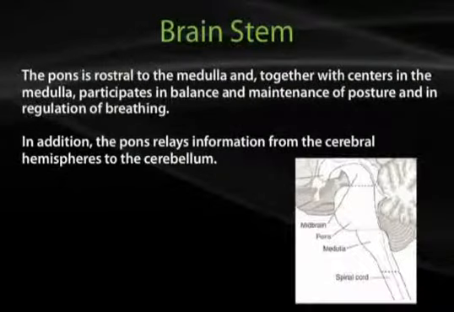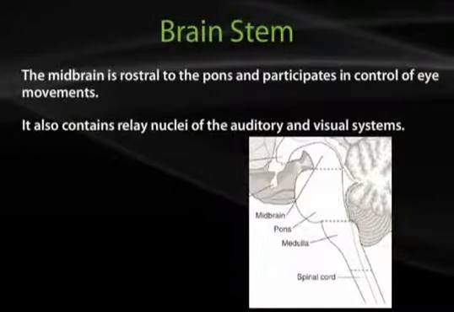The pons is rostral to the medulla, and together with the centers in the medulla, participates in balance and maintenance of posture and in regulation of breathing. In addition, the pons relays information from the cerebral hemispheres to the cerebellum. The midbrain is rostral to the pons and participates in control of eye movements. It also contains relay nuclei of the auditory and visual systems.